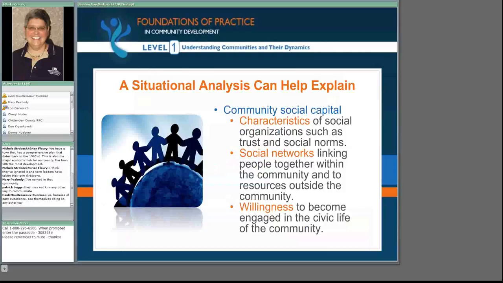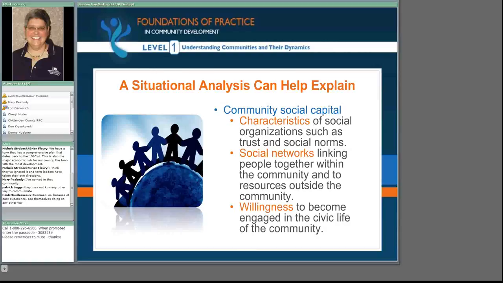Do people trust their leadership? Do they trust their local organizations? What are the kinds of social networks that link people together in the community? Are they thin, in the sense that there are many social organizations, but the same people are involved or in the leadership positions in all of them? Or are they dense social networks with lots of different people being involved in lots of different kinds of organizations? How are those organizations networked or linked to resources and organizations outside the community?